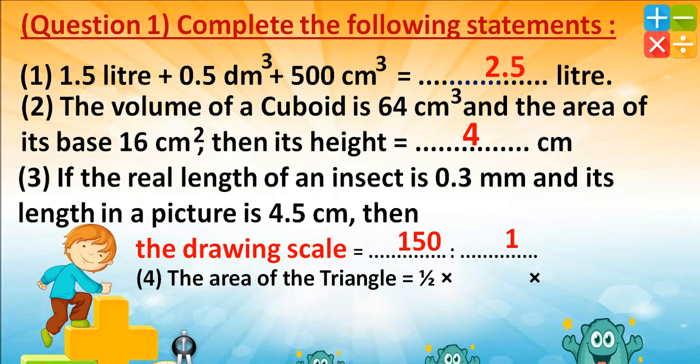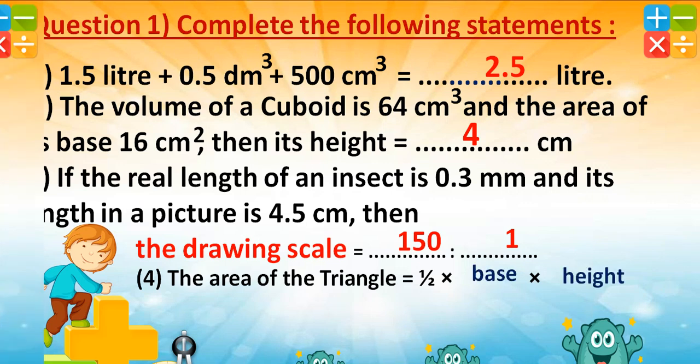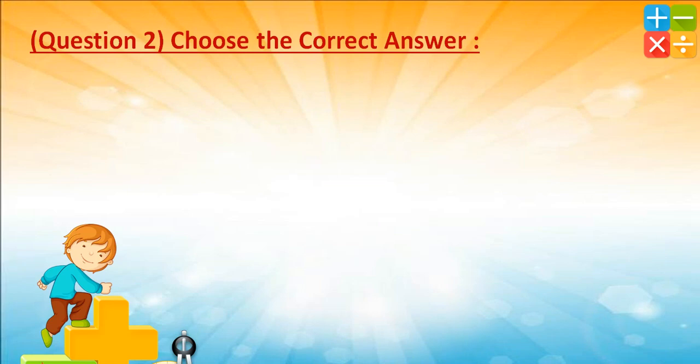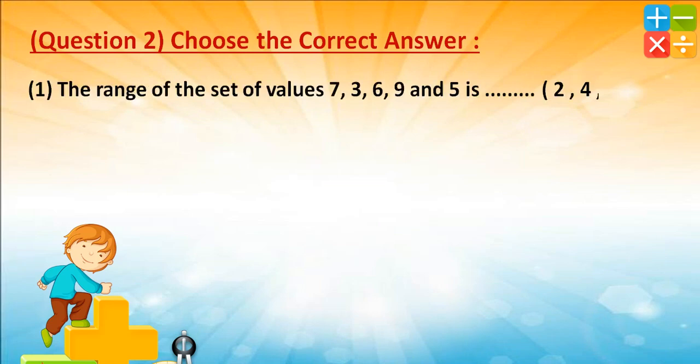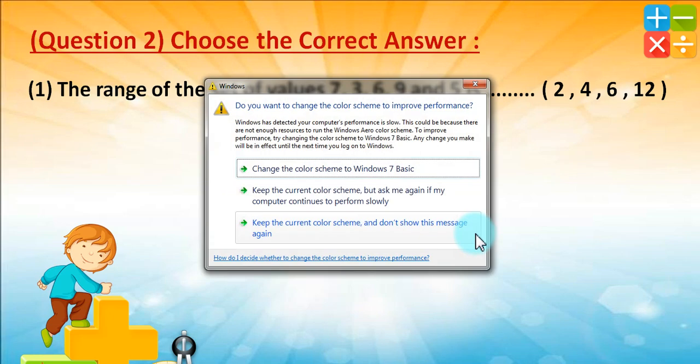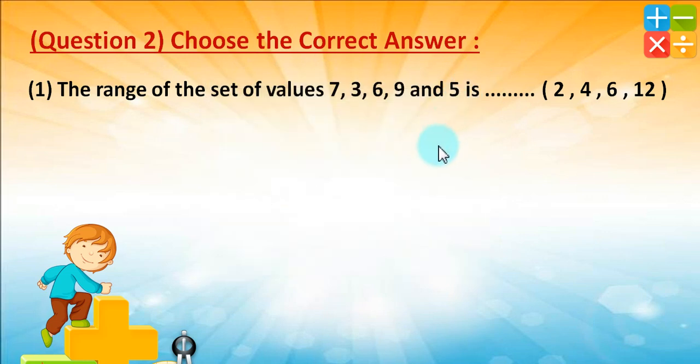The area of the triangle equals half times, well done, base times height. Question number 2. Choose the correct answer. The range of the set of values 7, 3, 6, 9, and 5 is 2 or 4 or 6 or 12? You know that when we want to get the range, we subtract the smallest value from the greatest one. Here we have 9 and the smallest one is 3. 9 minus 3 equals 6.